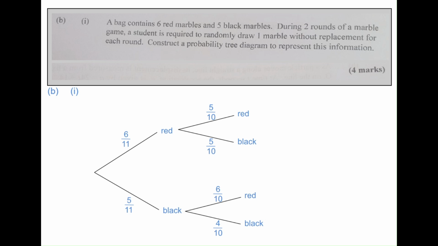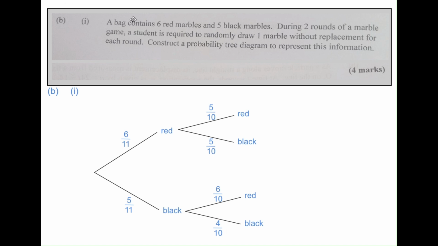Okay, students, this is my work solution for question 6B of the May 2024 AdMaths paper. A bag contains 6 red marbles and 5 black marbles. During 2 rounds of a marble game, a student is required to randomly draw 1 marble without replacement for each round. Construct a probability tree diagram to represent this information.